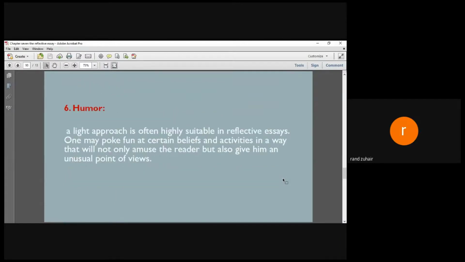6. Humor: a light approach is often highly suitable in reflective essays. Wherever there is fun, a writer can bring in fun at certain beliefs and activities in a way that will not only amuse the reader, not only attract the reader, but also give him an unusual point of view, other ideas and viewpoints in addition to your own view in your essay. Of course, because it is a pure essay, you are going to write your life experience, for example something that happened in your life, or your feelings. These will be real things that you mention, so there will be amusement for the reader, since he may have another point of view.